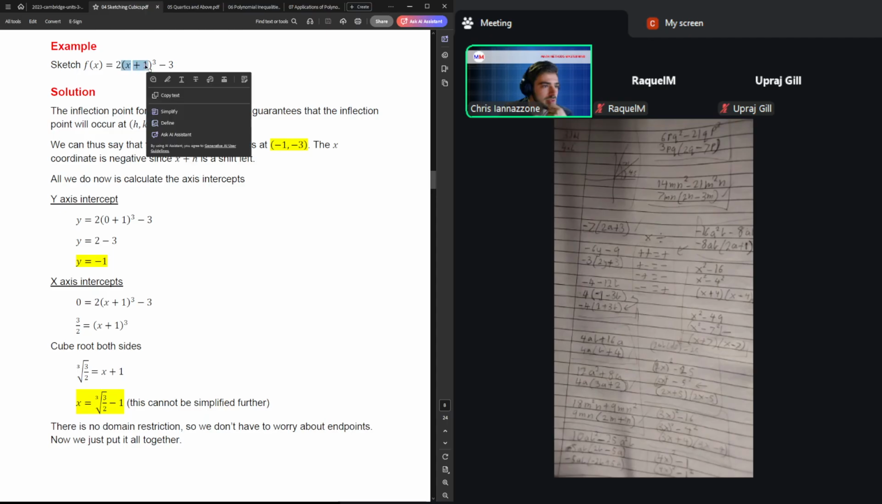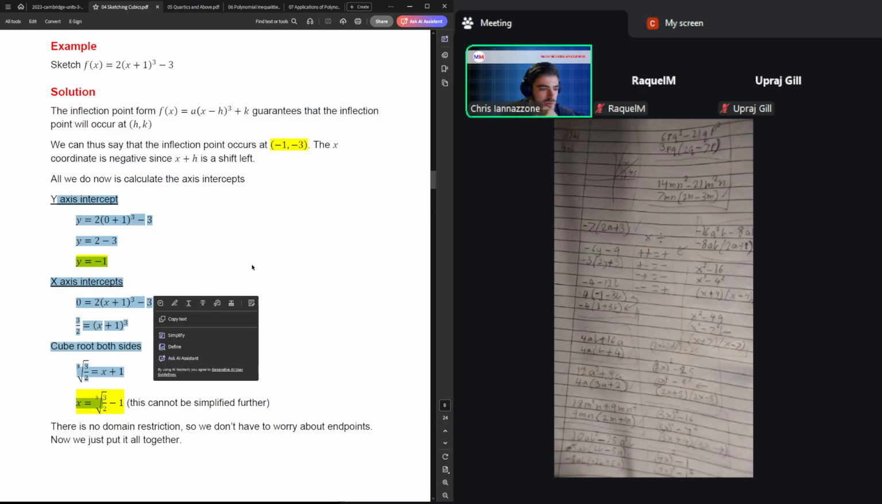So here's an example. The easiest thing to do right off the rip is going to be to figure out where the inflection point is. So you can see this is a +1, so a shift left, and this is a -3, so a shift down by 3. That's going to give us a nice and easy inflection point.